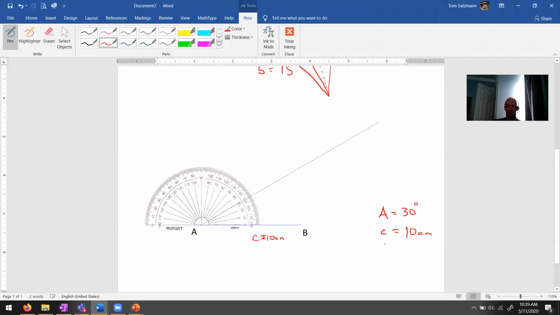I cannot ask you to draw a triangle with only 2 pieces of info. I need to give you 3. So let's give you one more. Let's give you side A here. Okay, so now we have an issue, because as I was mentioning before, side A is going to be out here. It's going to kind of be flopping around.